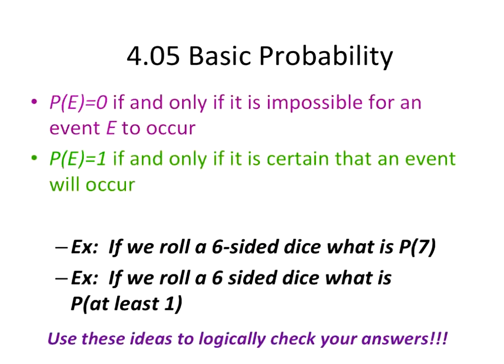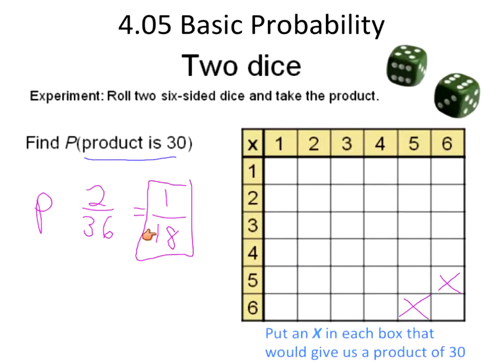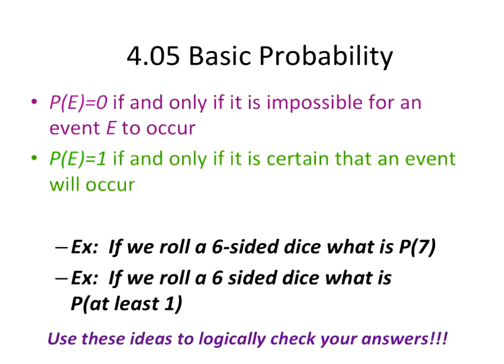Okay, great. So now think about this one. What's the probability of an event being 0? Remember how on the last slide my probability was 1 out of 18, right? 1 out of every 18 rolls, I'm going to get a product of 30. What kind of event would have a probability of 0? Well, that's only going to happen if it's impossible for an event to occur.